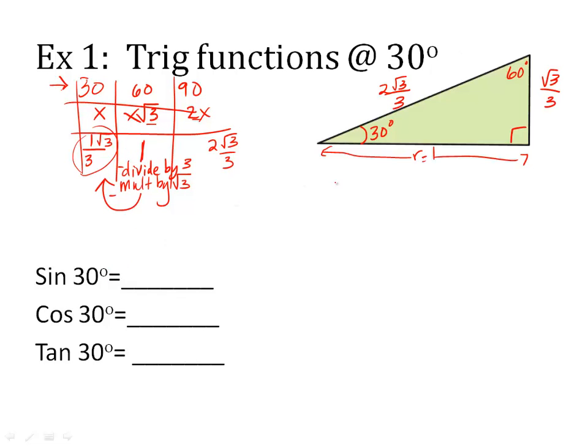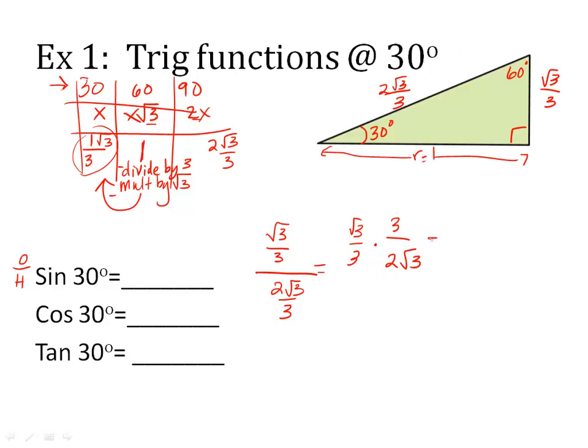So now that I know my three sides, now I can do my sine. Remember, sine is opposite over hypotenuse. So my opposite side is square root of 3 over 3 over the hypotenuse. Well, that's 2 square roots of 3 over 3. This is good practice on keep it, change it, flip it. So I'm going to keep the top, change it to multiplication, and flip the bottom.